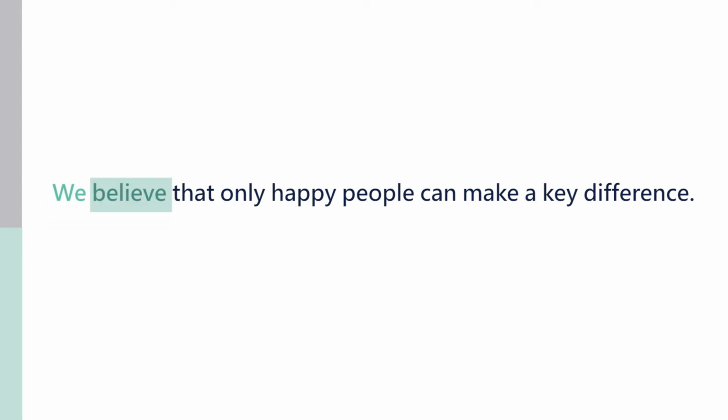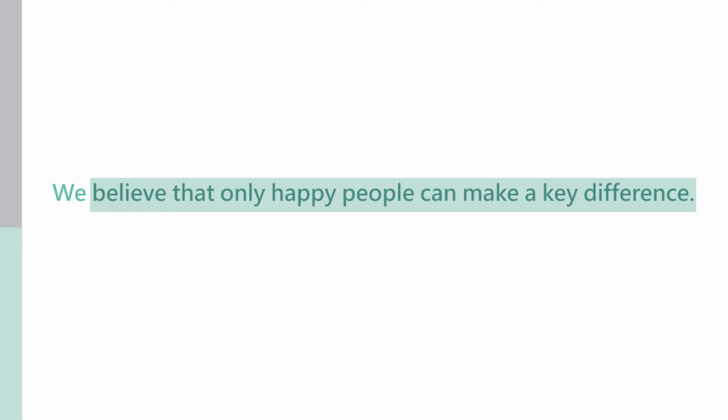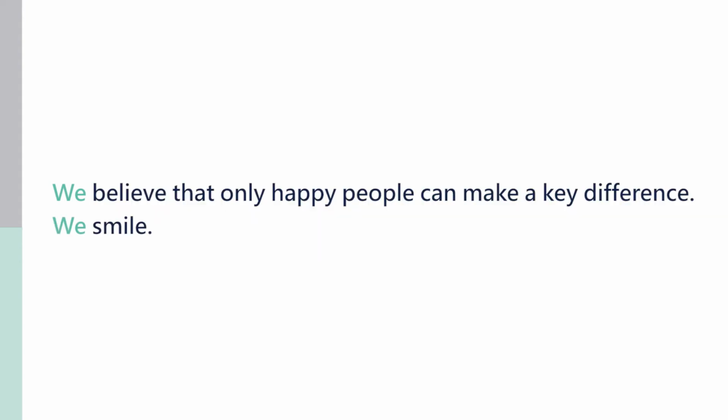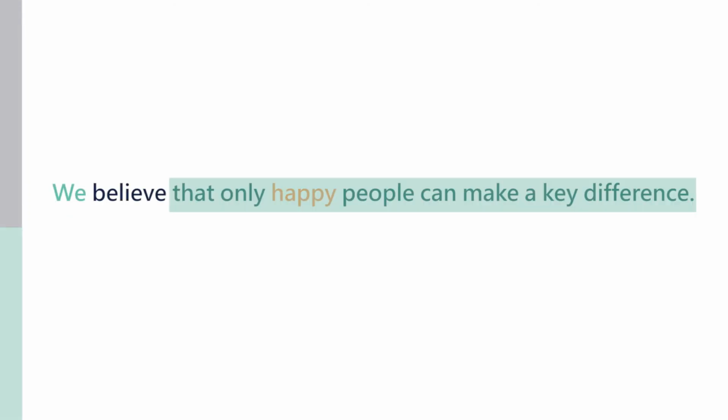Believe is a verb, but the whole thing is a verb phrase. In a different sense, here I can actually, if I mark the verb phrase, I can replace the whole verb phrase with one simple verb. We smile. So the sentence is still correct. That only happy people can make a key difference is a complementizer phrase. It functions like a noun phrase. We can replace it with a noun phrase.